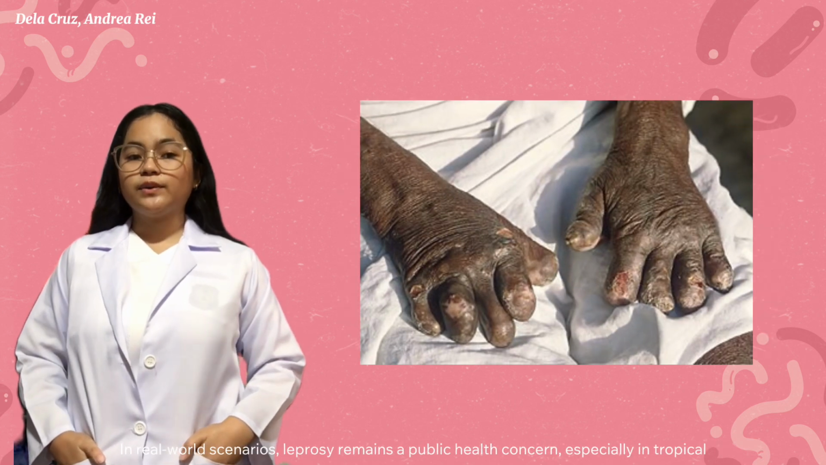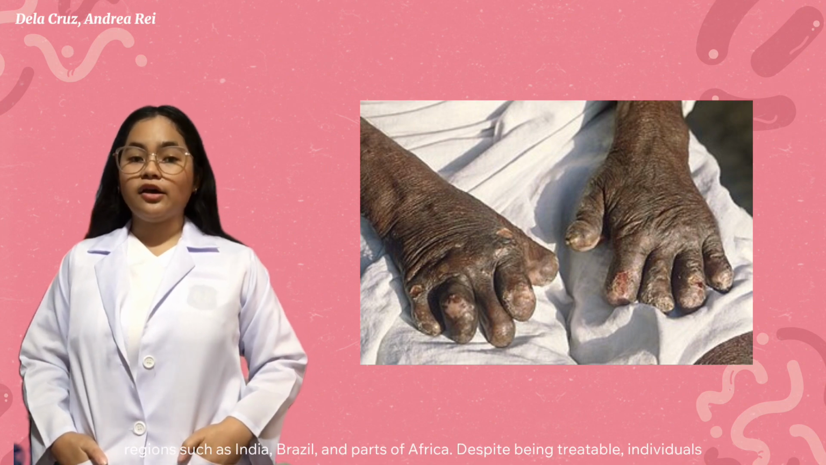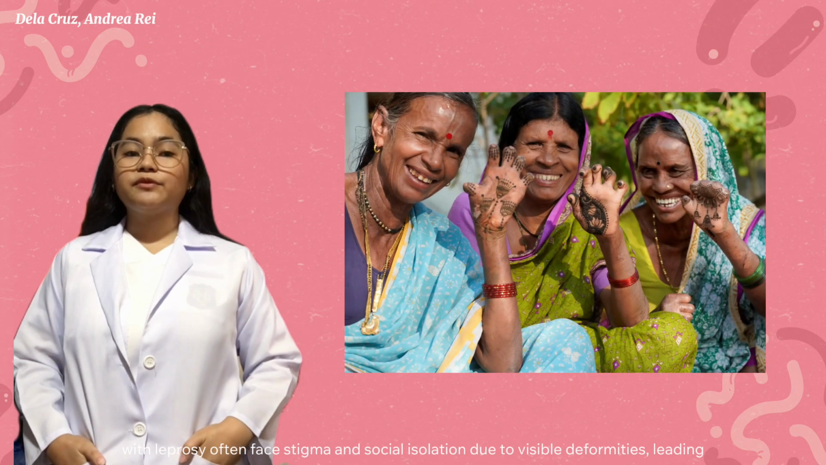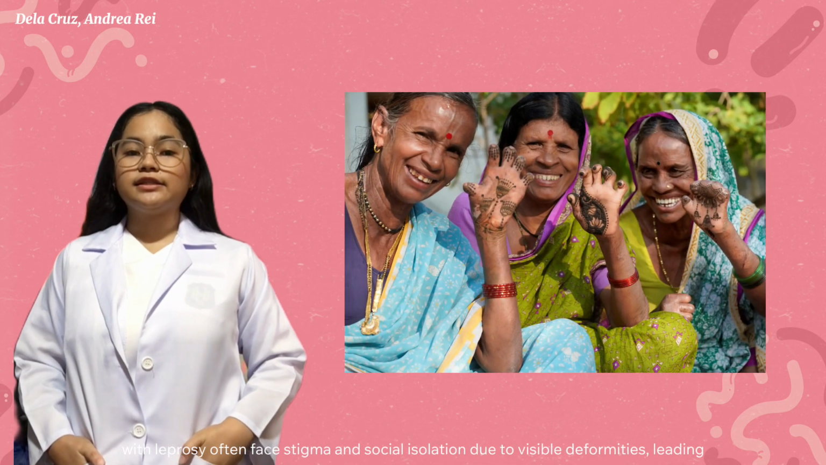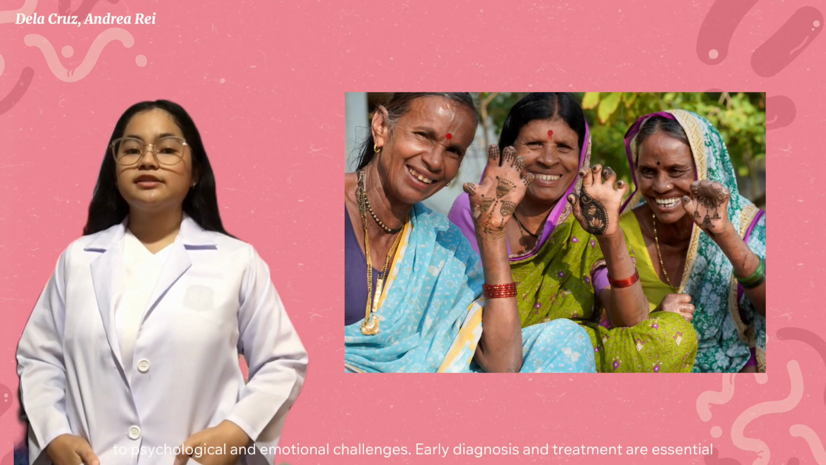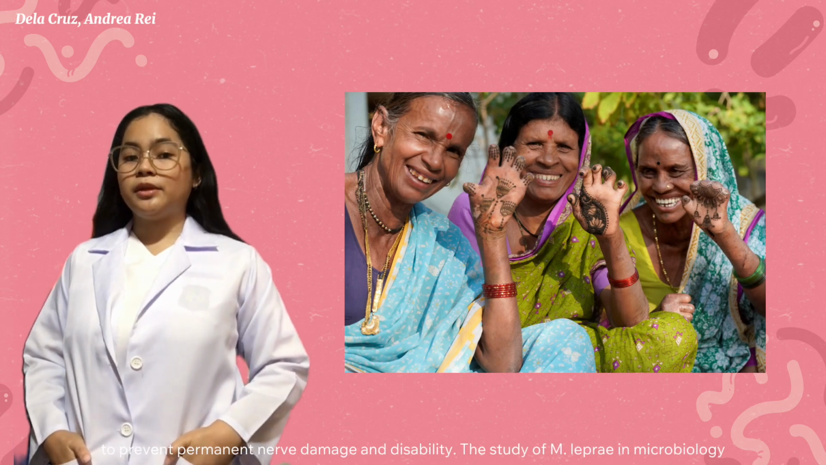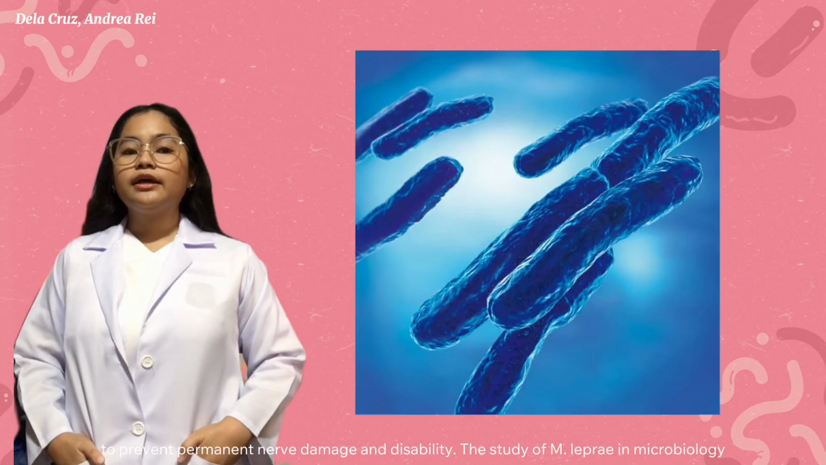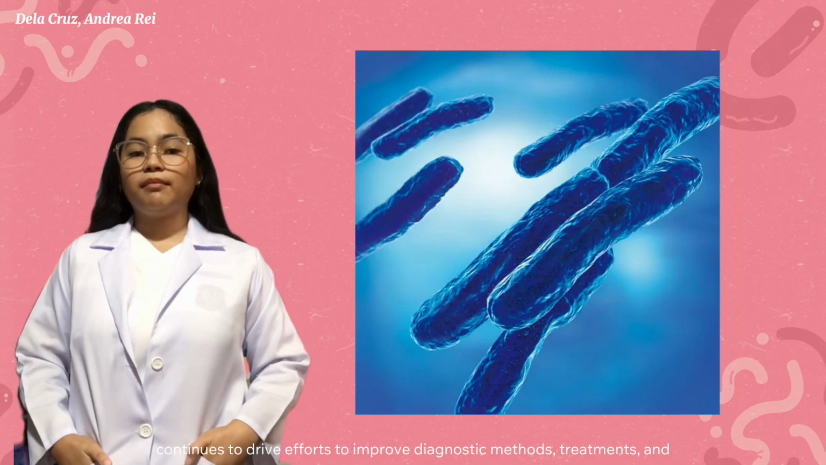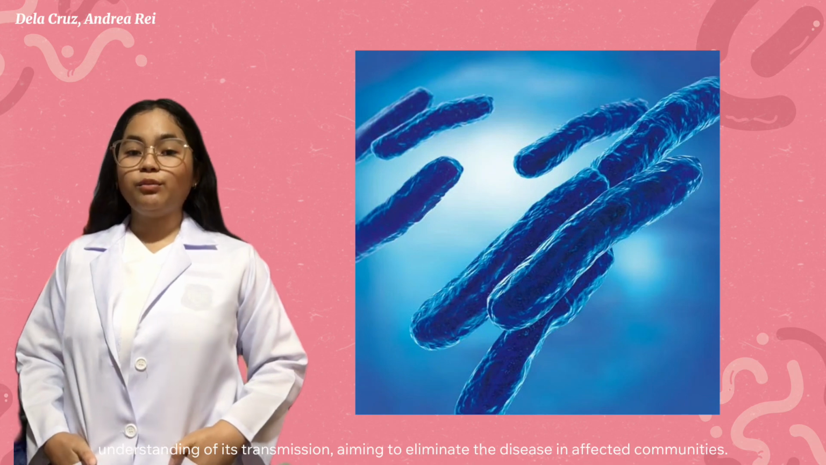In real-world scenarios, leprosy remains a public health concern, especially in tropical regions such as India, Brazil, and parts of Africa. Despite being treatable, individuals with leprosy often face stigma and social isolation due to visible deformities, leading to psychological and emotional challenges. Early diagnosis and treatment are essential to prevent permanent nerve damage and disability. The study of M. leprae in microbiology continues to drive efforts to improve diagnostic methods, treatments, and understanding of its transmission, aiming to eliminate the disease in affected communities.